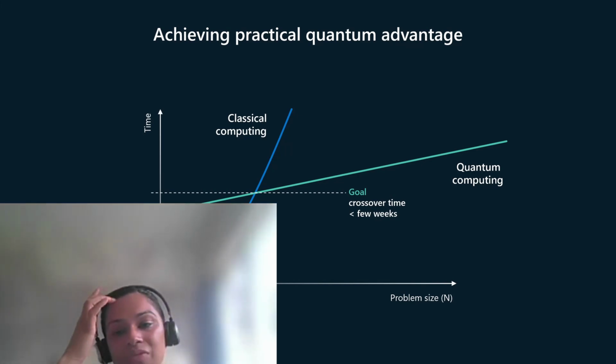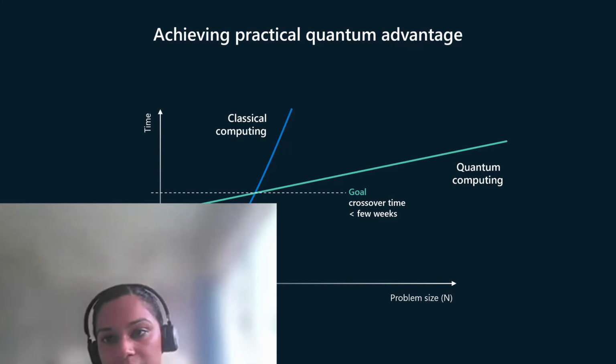So this graph very nicely depicts practical quantum advantage. Practical quantum advantage is basically the point where we start doing something that we can't do with the classical world. It's as simple as that: something we can't do today.